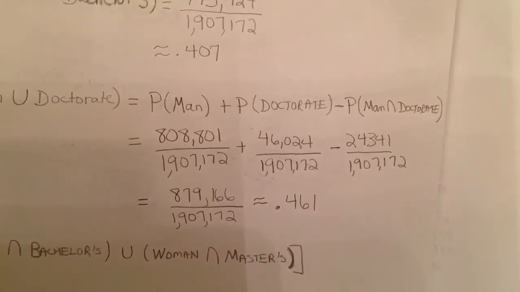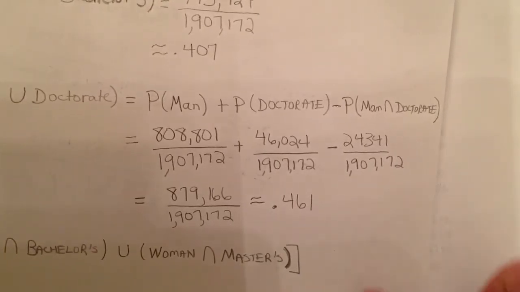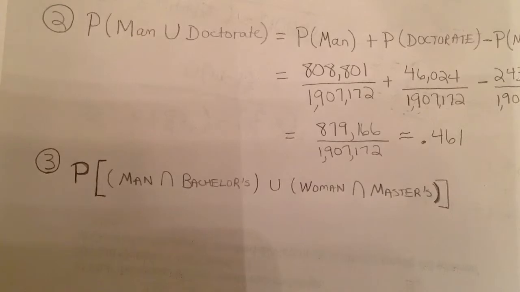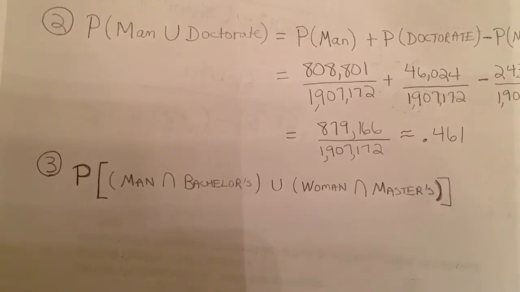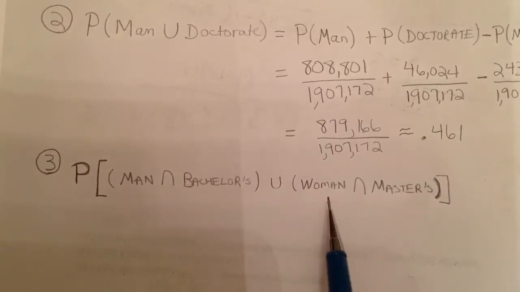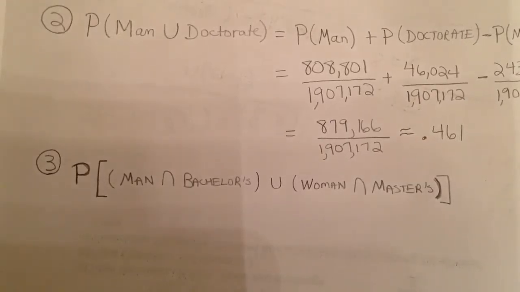Now, for the third problem, we have the probability that the person chosen at random is a man with a bachelor's degree or a woman with a master's degree. In this we're looking at a little combination of union and intersections, a little bit of a trick one, or at least a little different layout in comparison to the earlier problems. We're looking at separating categories: man and a bachelor's, and woman and a master's, and these events are going to be mutually exclusive of each other.